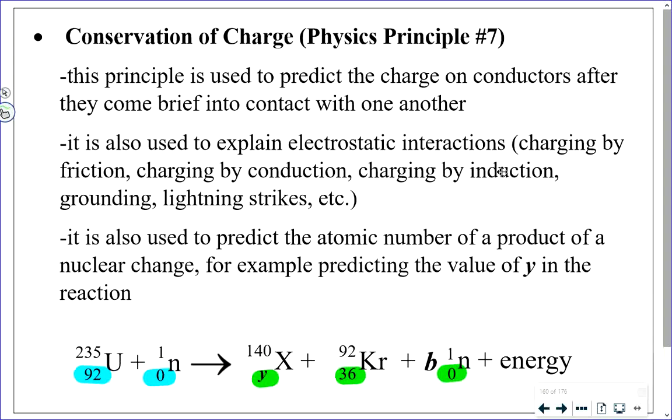So on the left-hand side, I have 92 in total, highlighted in blue. On the right-hand side, neutrons have no charge. Krypton has an atomic number of 36, which means it has a charge of positive 36, because that means 36 protons. And that means I have to take 92 minus 36 and get what I believe is 56 for the number of protons in that missing element, which means that charge is 56.